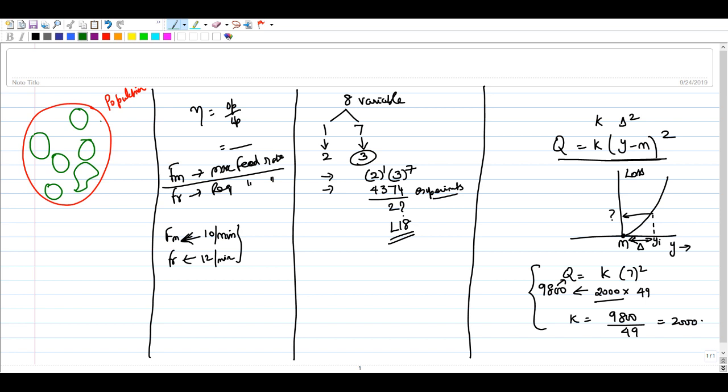Is it lag? The green dots are also red dots. The way that I have drawn, the green dots are also red dots.